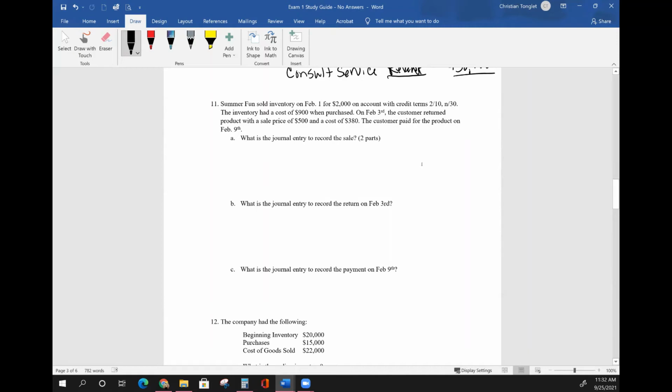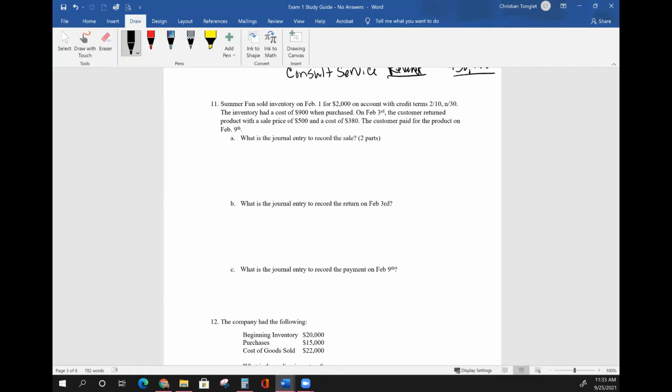Okay, Summer Fund sold inventory on February 1 for $2,000 on account with credit terms 2/10, net 30. The inventory had a cost of $900 when purchased. On February 3rd, the customer returned product with a sale price of $500 and a cost of $380. The customer paid for the product on February 9th.